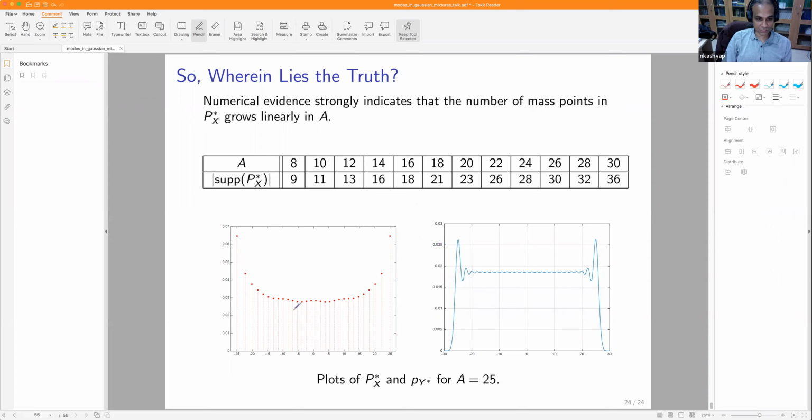That is, the input distribution tries to be flat towards the center, but then it sharply rises towards the edges. All the mass points are between minus A and A. And the corresponding output distribution, which is a mixture of Gaussians with centers here, has this really kind of ringing behavior, something that is familiar to us from Fourier series.